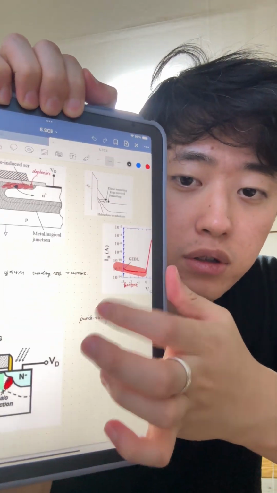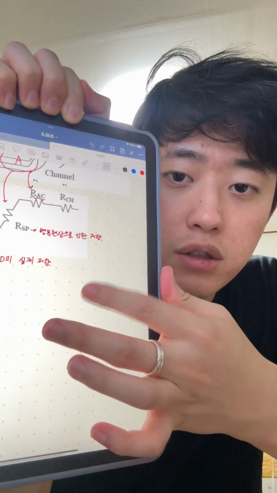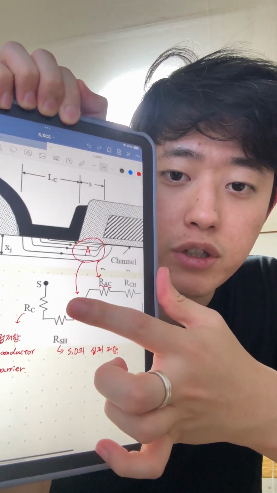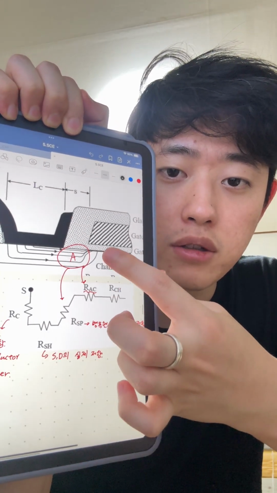It will be a problem: the subthreshold swing will be degraded when the on state transistor has too much resistance. It'll be like this. This is the parasitic resistance in the transistor.